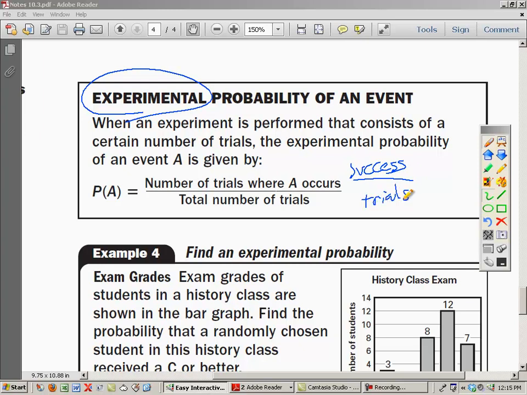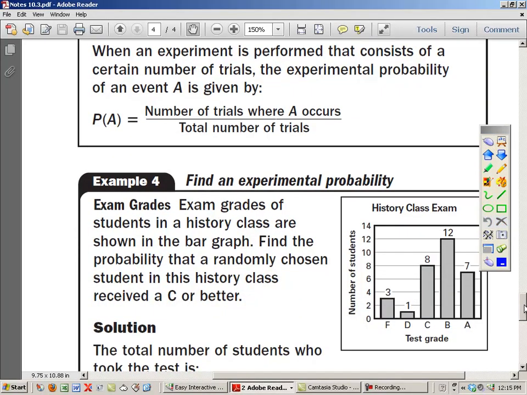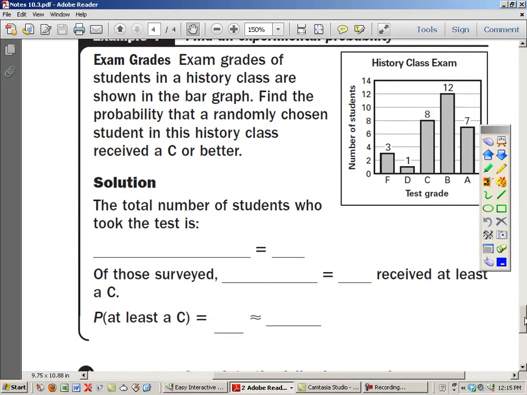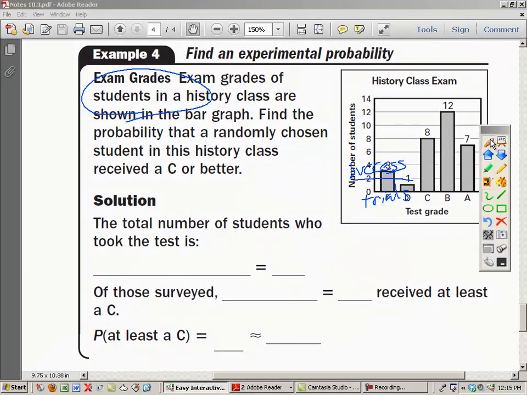Number of successes out of trials. That's experimental probability. Now, if we do this experiment long enough, we would expect that the experimental and the theoretical probabilities will match. But if I only do this event 4 or 5 times, we might not get a very good sampling. So let's go ahead and find an experimental probability.